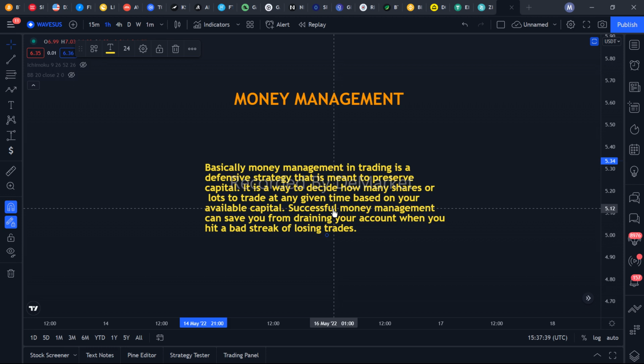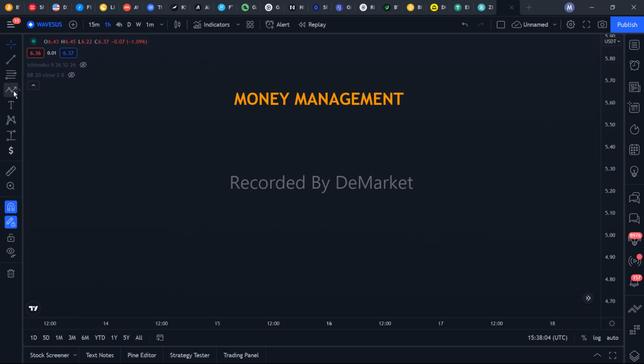It is a way to decide how many shares or lots to trade at a given time based on your available capital. Successful money management can save you from draining your account when you hit a basket of losses, a series of losing trades. So let's pick that out, and then let's dive into some real life practical examples.